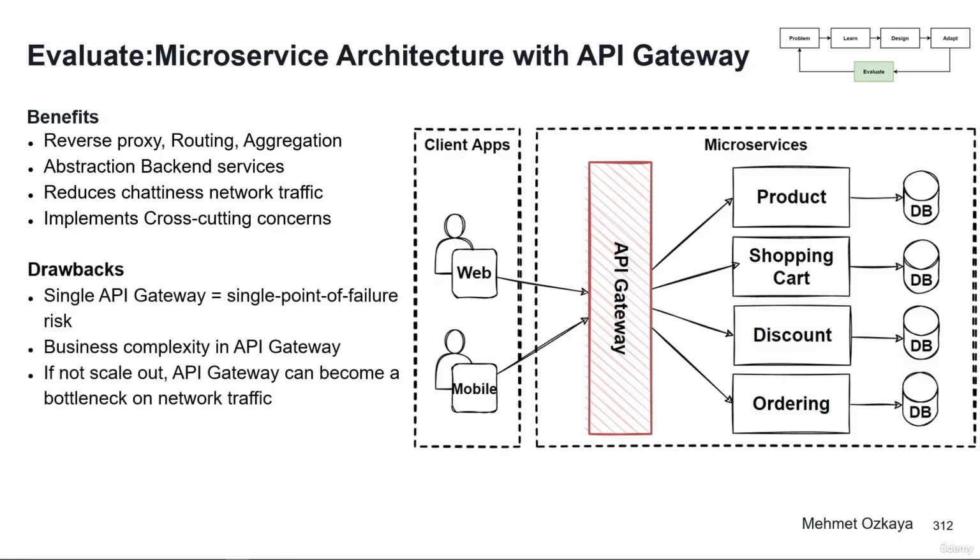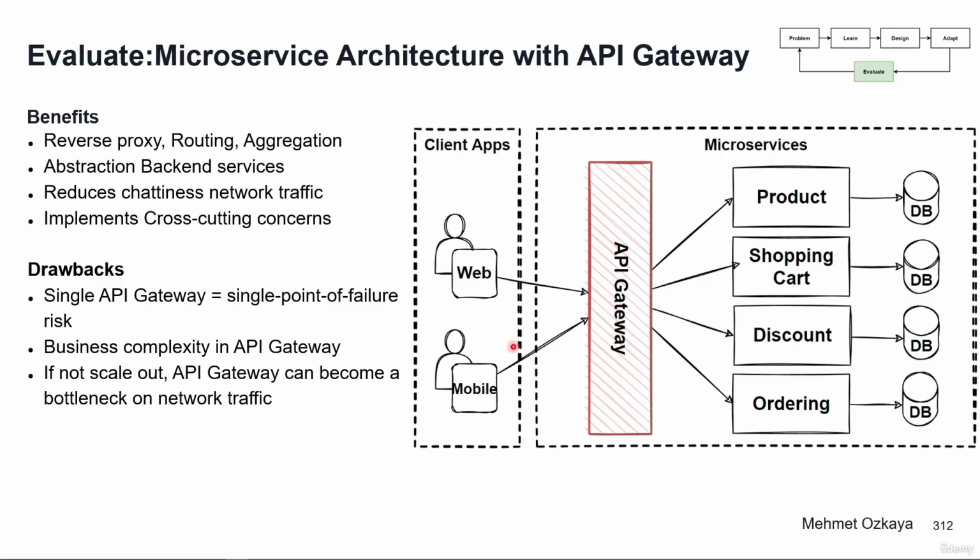As drawbacks, a single API gateway can become a single point of failure risk. Also, business complexity will increase in one single API gateway. And if not scaled out, the API gateway can become a bottleneck on network traffic. So these are the important drawbacks when using a single API gateway. We should be careful about these drawbacks, because if we put in a single API gateway, it is possible to have a single point of failure risk.